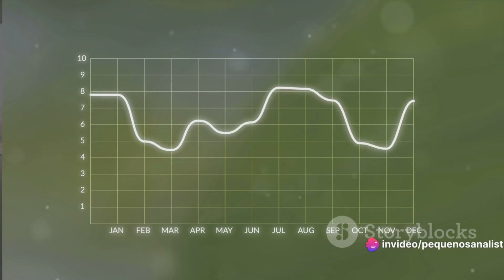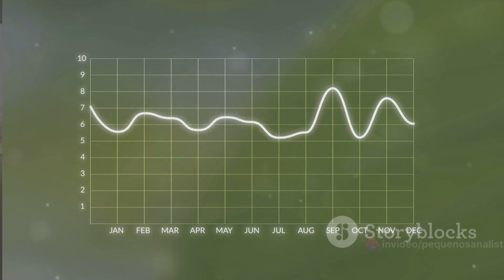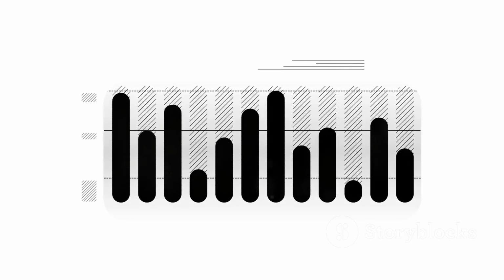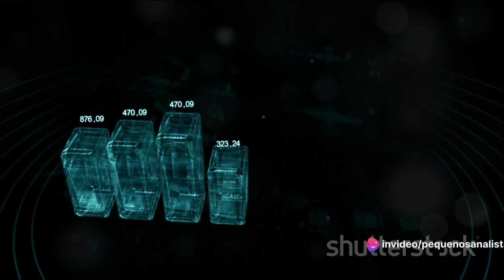Line charts are excellent for tracking changes over time, showing trends across continuous data, such as sales over the months. Column charts are cousins of bar charts, but use vertical bars. They're fantastic for comparing data across categories when timeline comparisons are needed.